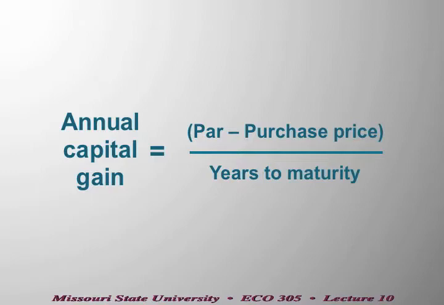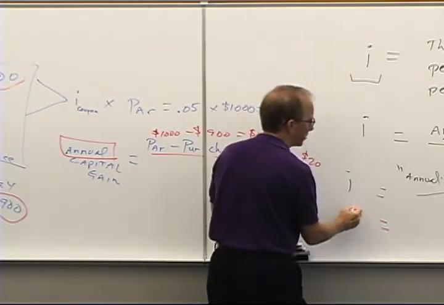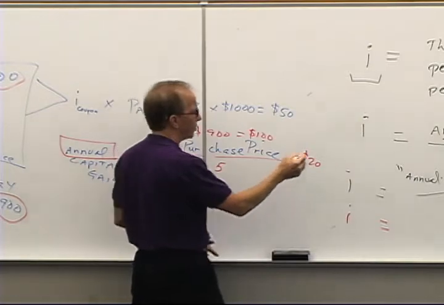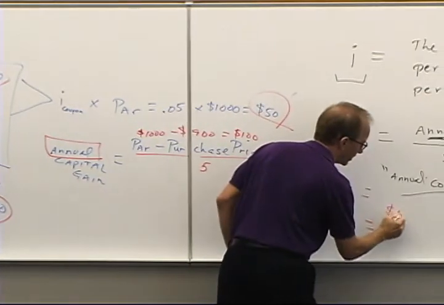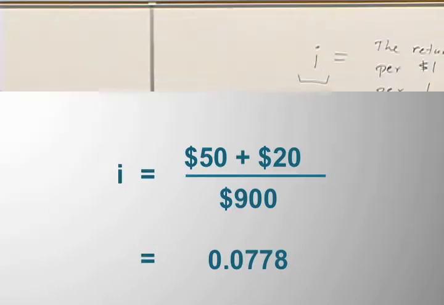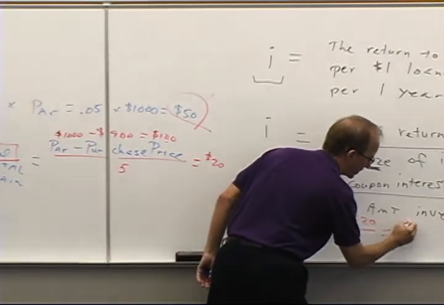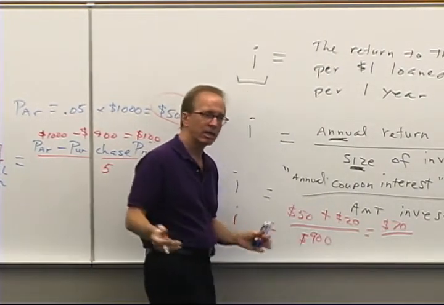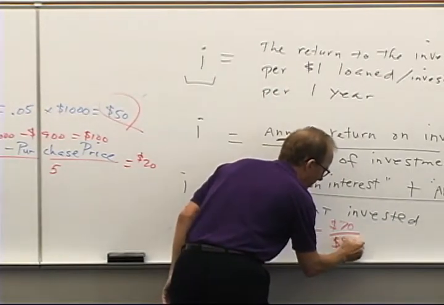So let's do our final calculation now. Our interest rate on this bond is the annual coupon interest, $50, plus our annual capital gain, $20. And how much did we invest in this? How much did we invest? $900. So we have $70 income per year on average from a $900 investment.